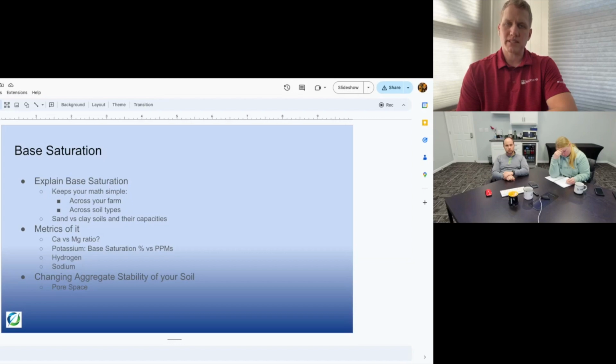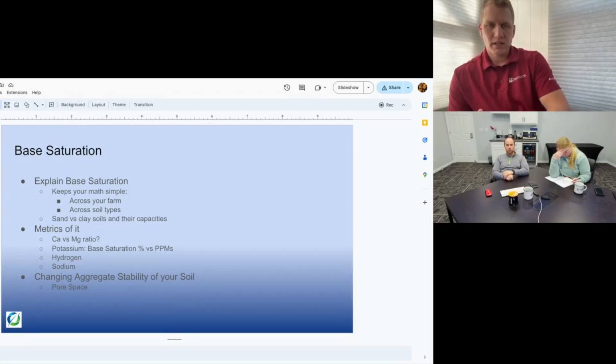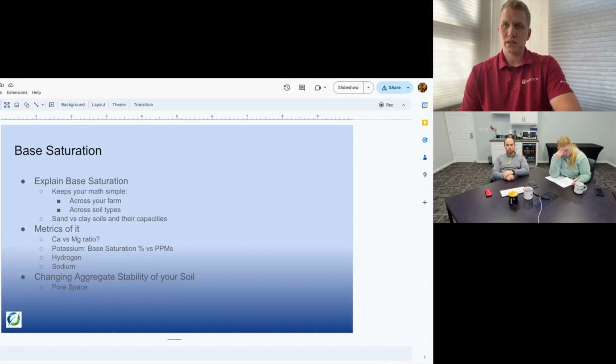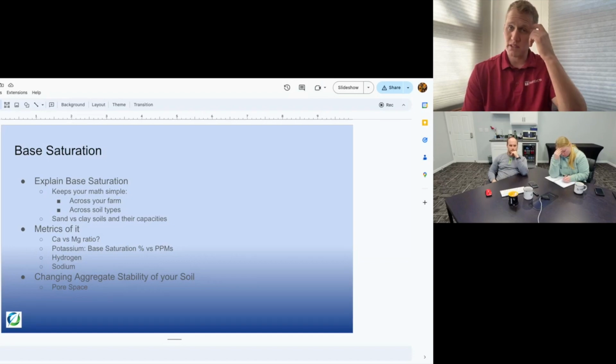So when we look at base saturations, one that are typically reported on a soil test are going to be your calcium, your magnesium, your potassium. You may have hydrogen on there depending on how extensive your soil test was, and you may see sodium on there as well. So those are going to give you a quick reading of what's occupying your exchange sites on that soil colloid.